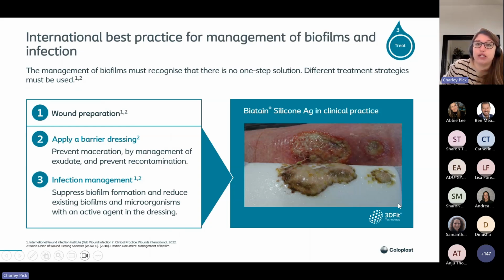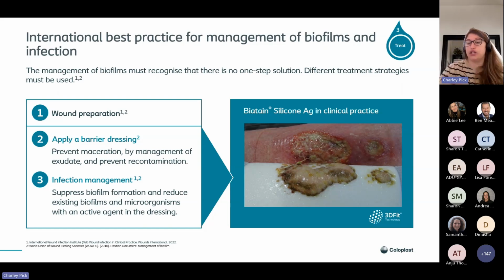So the international best practice for management of biofilms and infection, of course, step 1 is wound preparation, but step 2 is to apply a barrier dressing. Now, this will help prevent maceration by management of that exudate and prevent recontamination. So as you can see in this image here, this is a Biatain Silicone AG. So this is step 2 and step 3, because it's infection management and applying a barrier dressing.